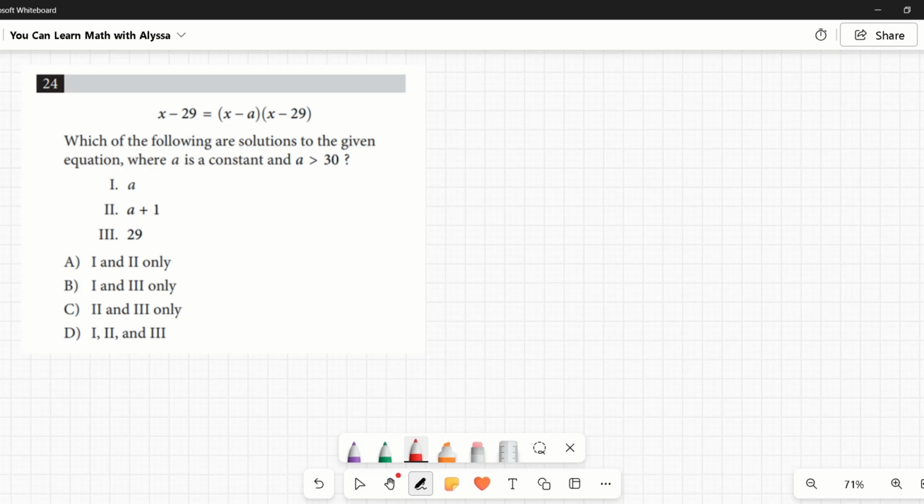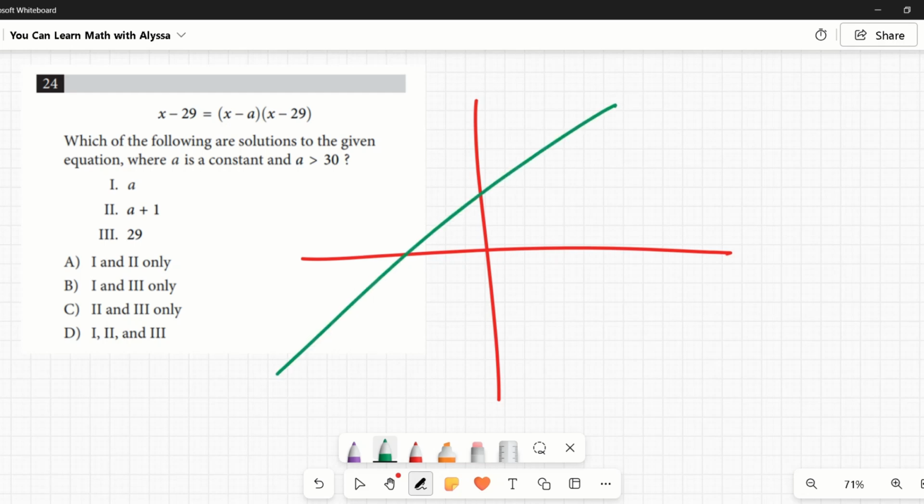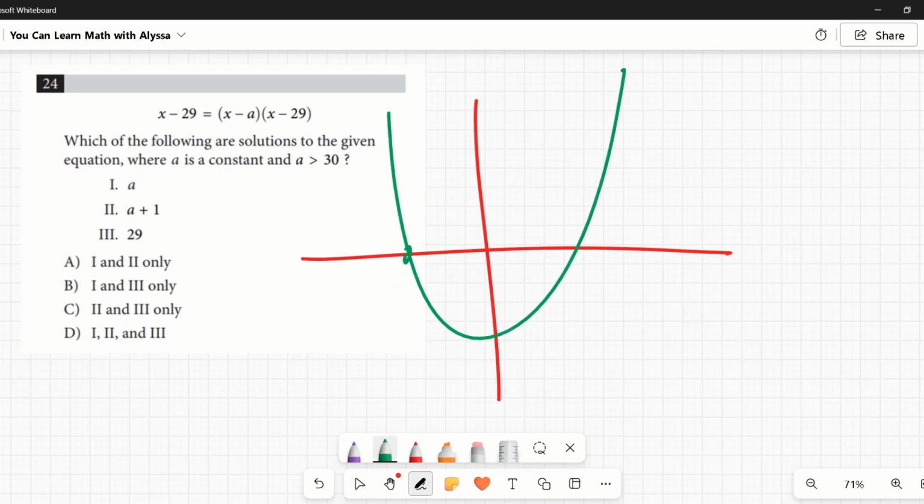Okay, so what is a solution to an equation? A solution to an equation is where it crosses the x-axis. It could be, like if it's a line, that would be our solution to the equation. More commonly, you have things like this.